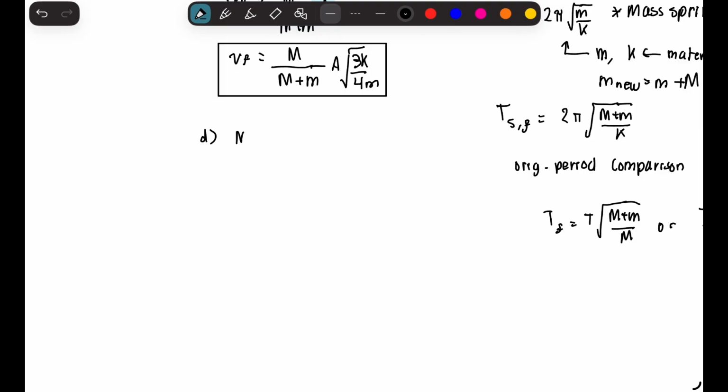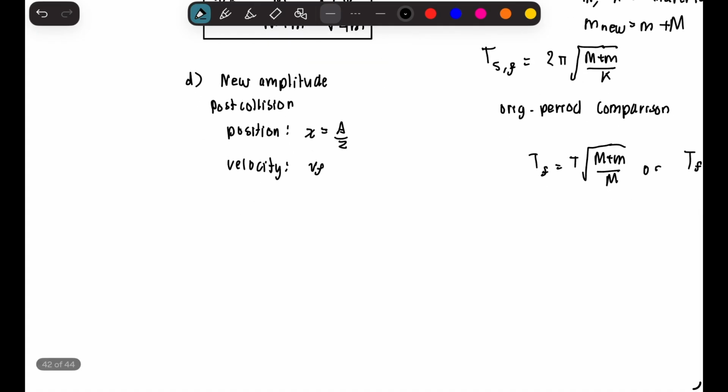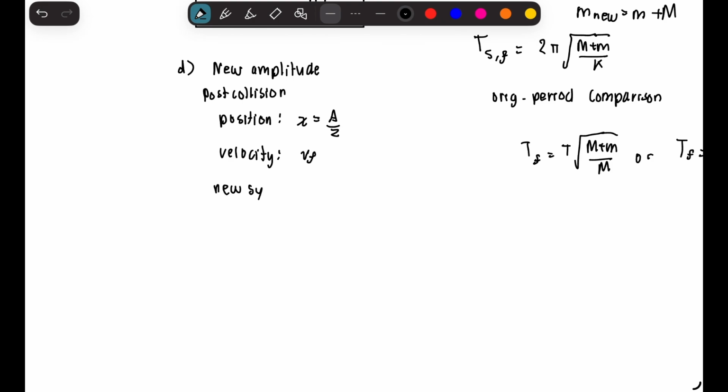So what you want is your new amplitude. So you have to look at post-collision. You have to first find your x, your position. So that's going to be x is equal to A over 2. And you also need to find what your velocity is. So that's going to be v_F. And your new system is going to continue oscillating with your new mass. And this new mass was M plus m.